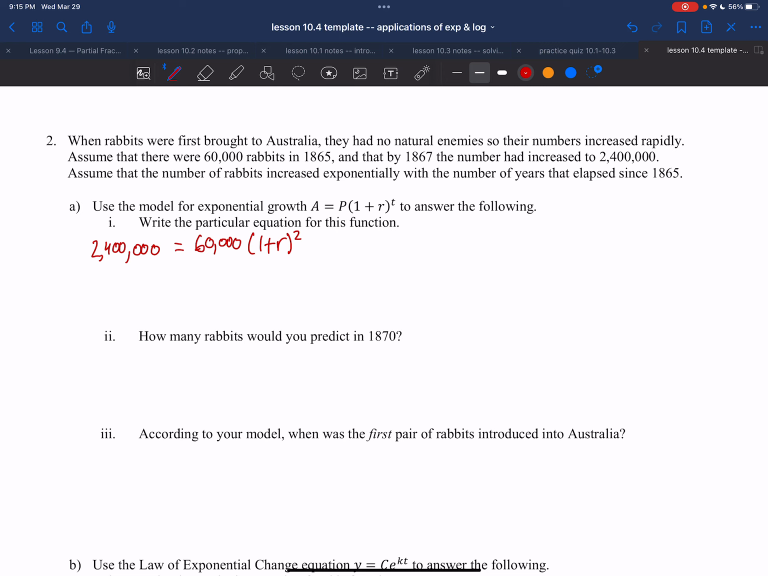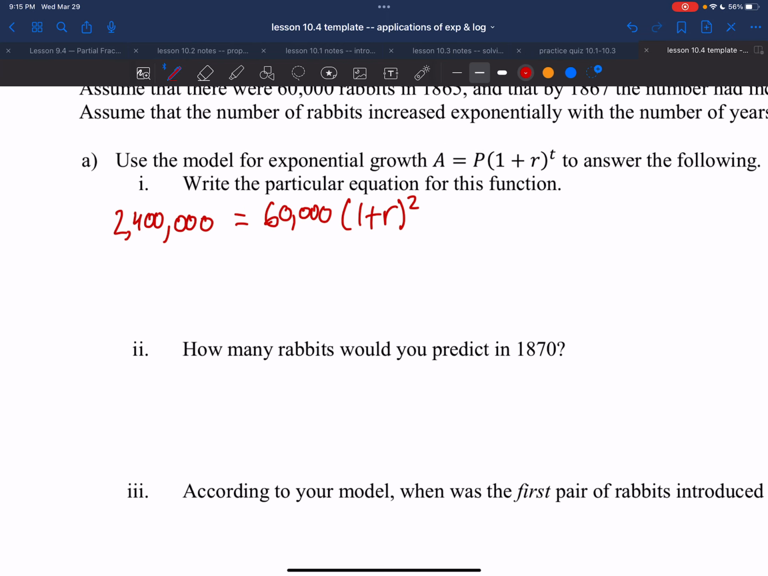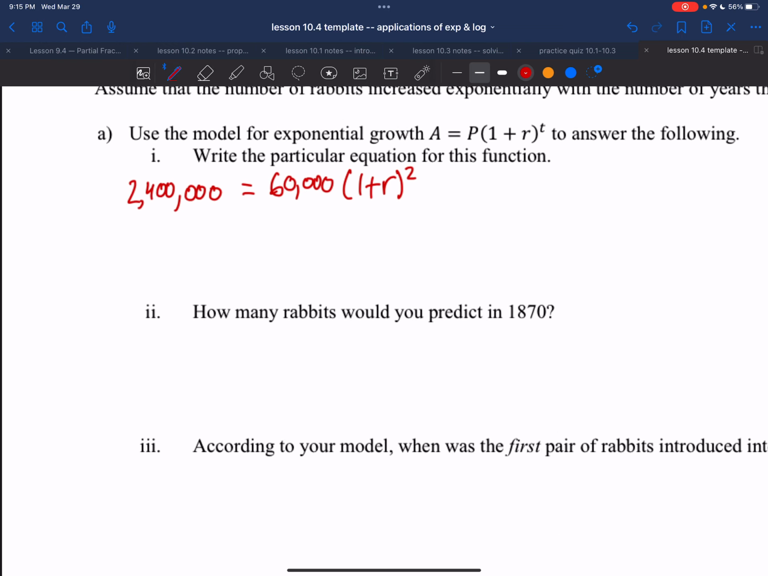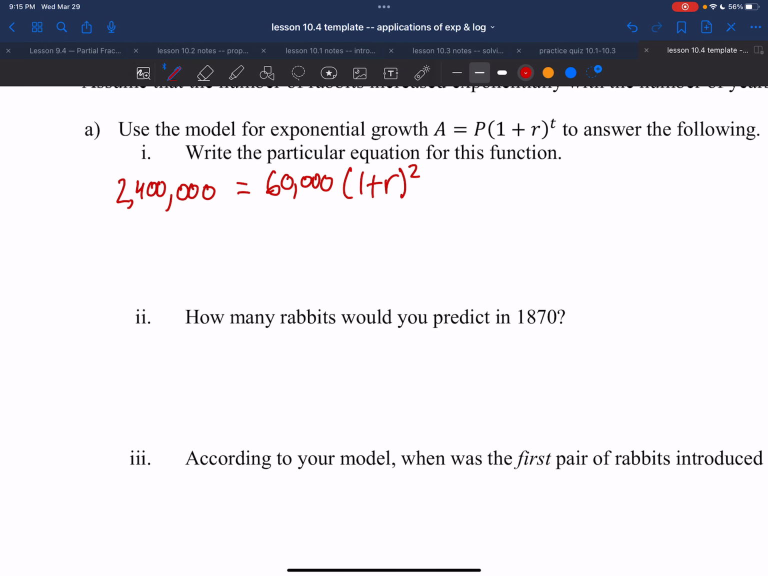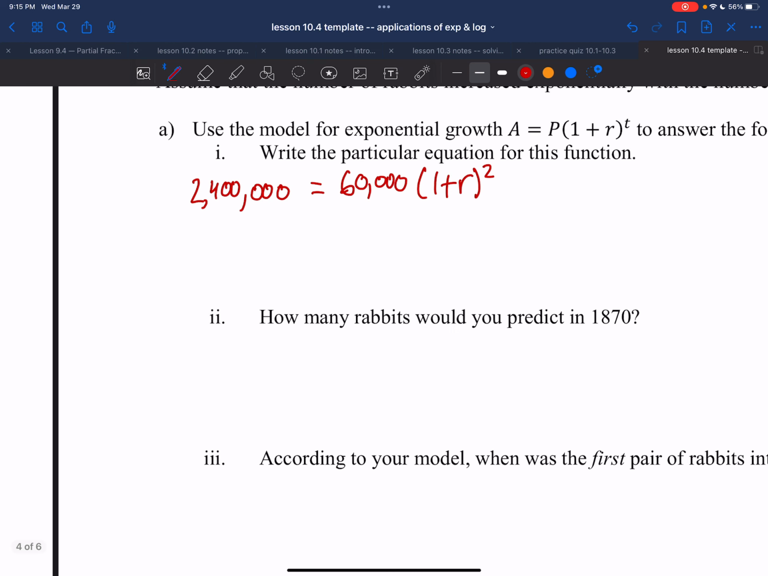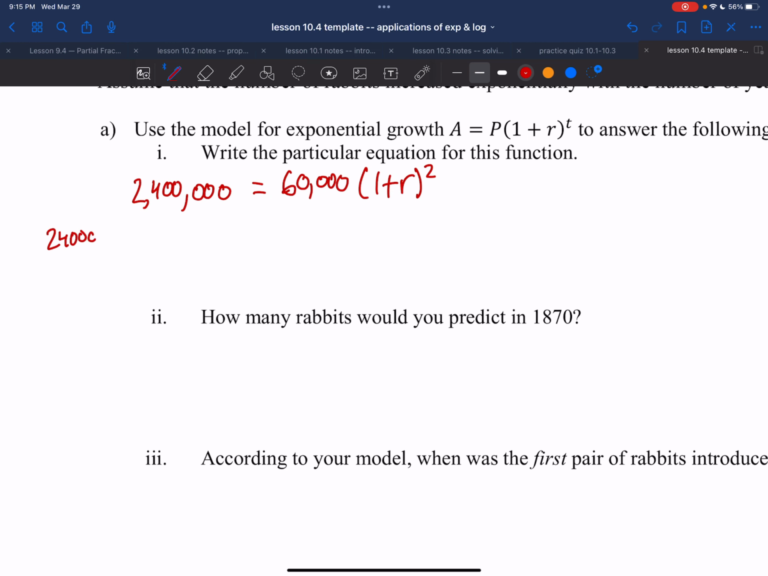Okay? And if you want to write that out to the side, you can, right? A equals this, P equals that, and so on. I'm not going to bother doing that here. Now, we need to solve for r, right? So I'll divide both sides by 60,000. And I'll put this to the side. 2,400,000 divided by 60,000. I've run the calculation on this problem multiple times. I know that this is 40, okay? That comes out to exactly 40, which equals (1 plus r) squared.